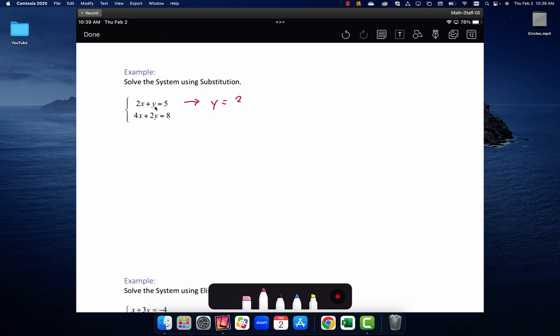y is equal to negative 2x plus 5. And now we're going to take that expression and plug it into the other equation's y. So we have 4x plus 2 times negative 2x plus 5 equals 8. And solve. 4x minus 4x plus 10 equals 8. Notice the 4x's cancel. You're left with 10 equals 8.